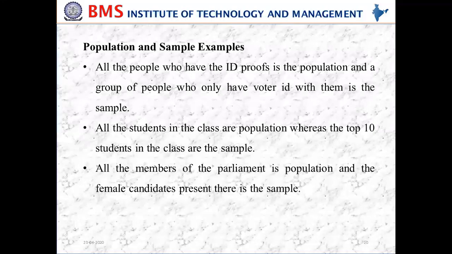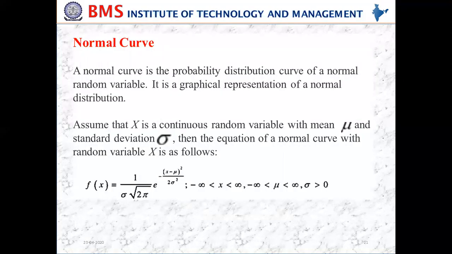So now, what we discussed were the different examples of population and samples. Now we'll move on to the normal curve. We have seen the normal distribution curve, which we can call a normal curve. It is nothing but a probability distribution; it describes the data distribution of a normal random variable. The normal curve is a graphical representation of the normal distribution.